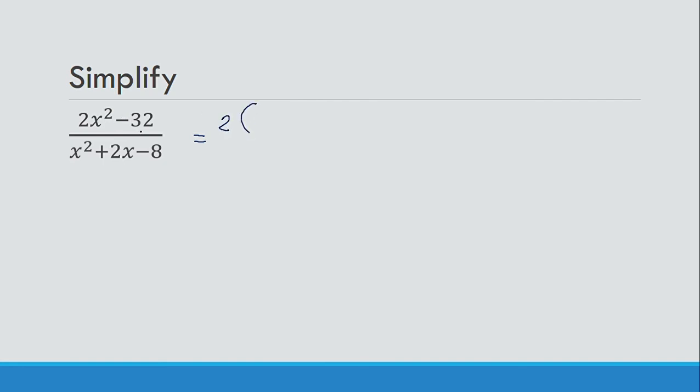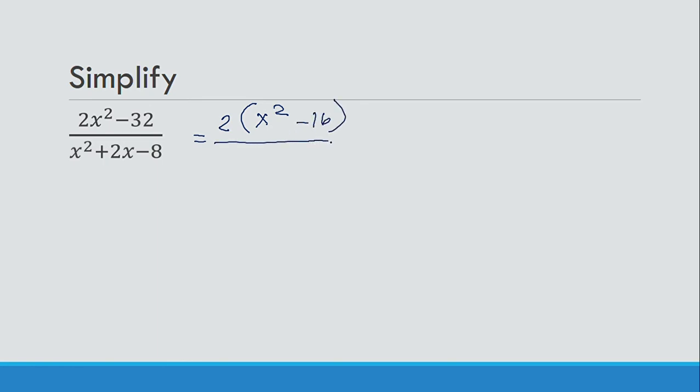Among 2x squared and 32, the common factor is 2. So taking out 2, that would mean we divide each term in the numerator by 2. So 2x squared divided by 2 is now x squared, and 32 divided by 2 is simply 16.